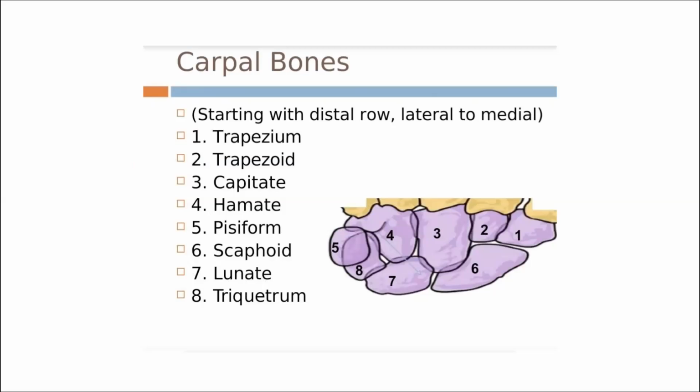As you know, the carpal bones, starting from the distal row, lateral to medial, are trapezium, trapezoid, capitate, hamate, pisiform, scaphoid, lunate, triquetrum.